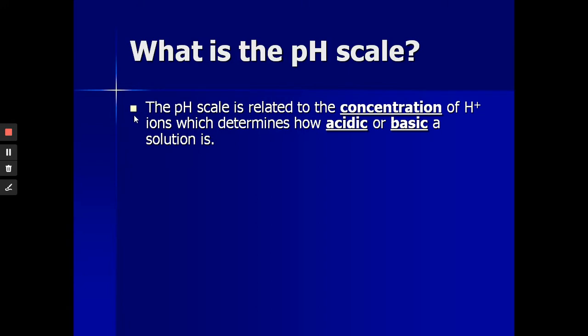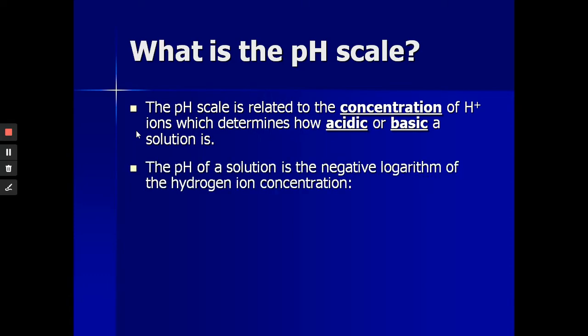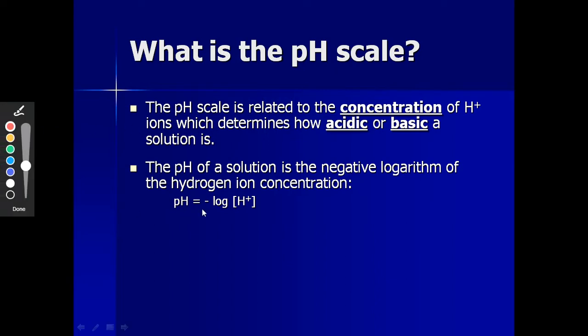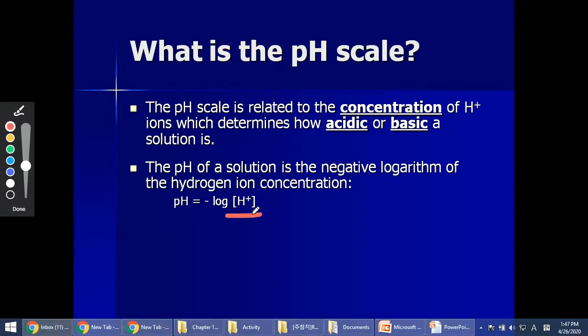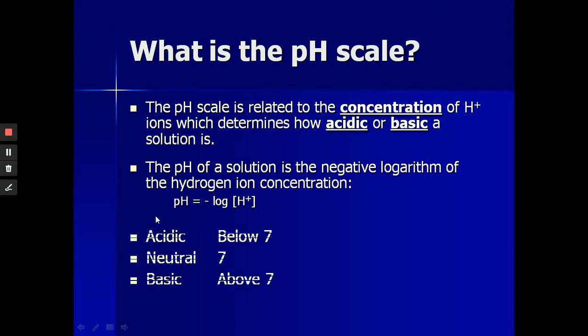What is the pH scale? The pH scale is related to the concentration of hydrogen ions, which determines how acidic or basic a solution is. The pH of a solution is the negative logarithm of the hydrogen ion concentration. This can be mathematically calculated using this formula: pH equals negative log of the concentration of hydrogen. Remember, this bracket represents the concentration, which is usually measured in molarity.